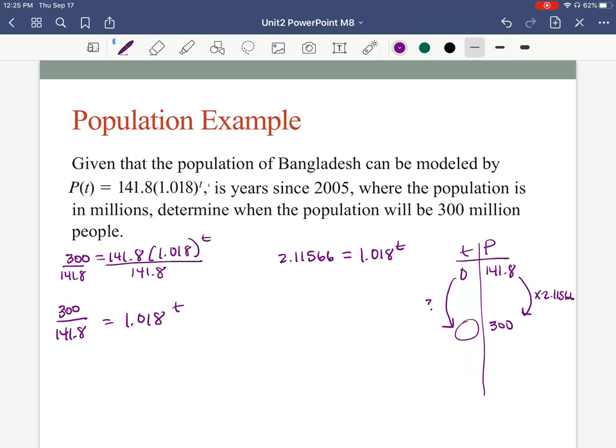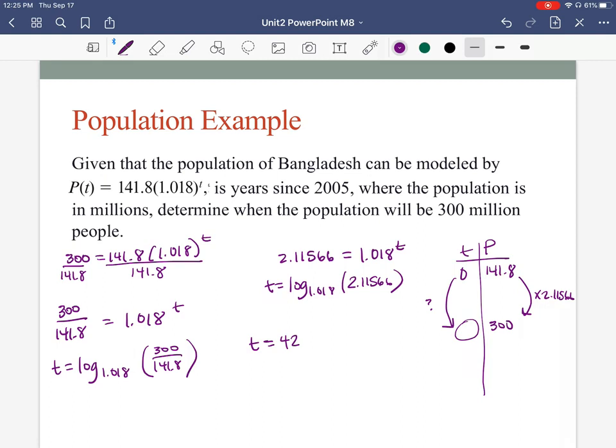Either way you've written it, at this step we want to rewrite this equation in log form. If I do the one on the left, I'm going to rewrite that as log base 1.018 of 300 over 141.8. Or if I do the one on the right side, same idea, log base 1.018 of 2.11566. Again, it's saying how many of those one-year factors do we need to get to that factor of 2.11566. Either way, you're going to solve and get t equals, really, right about 42.